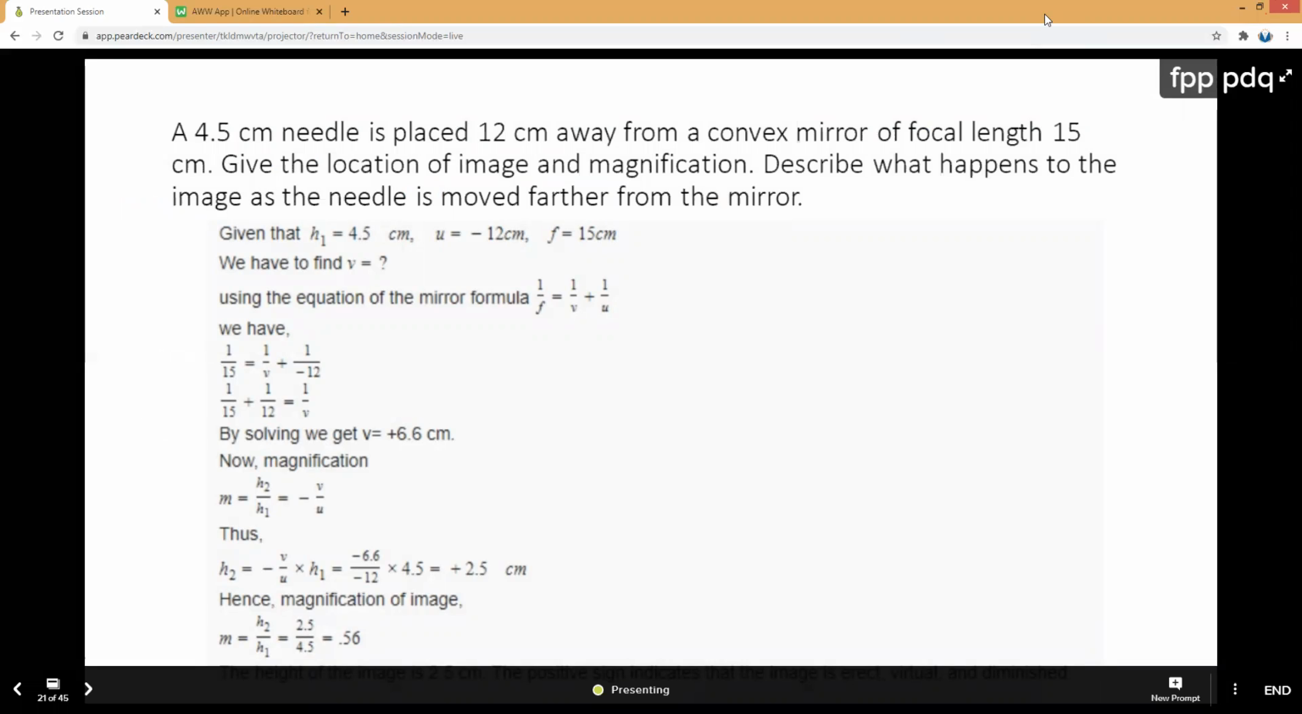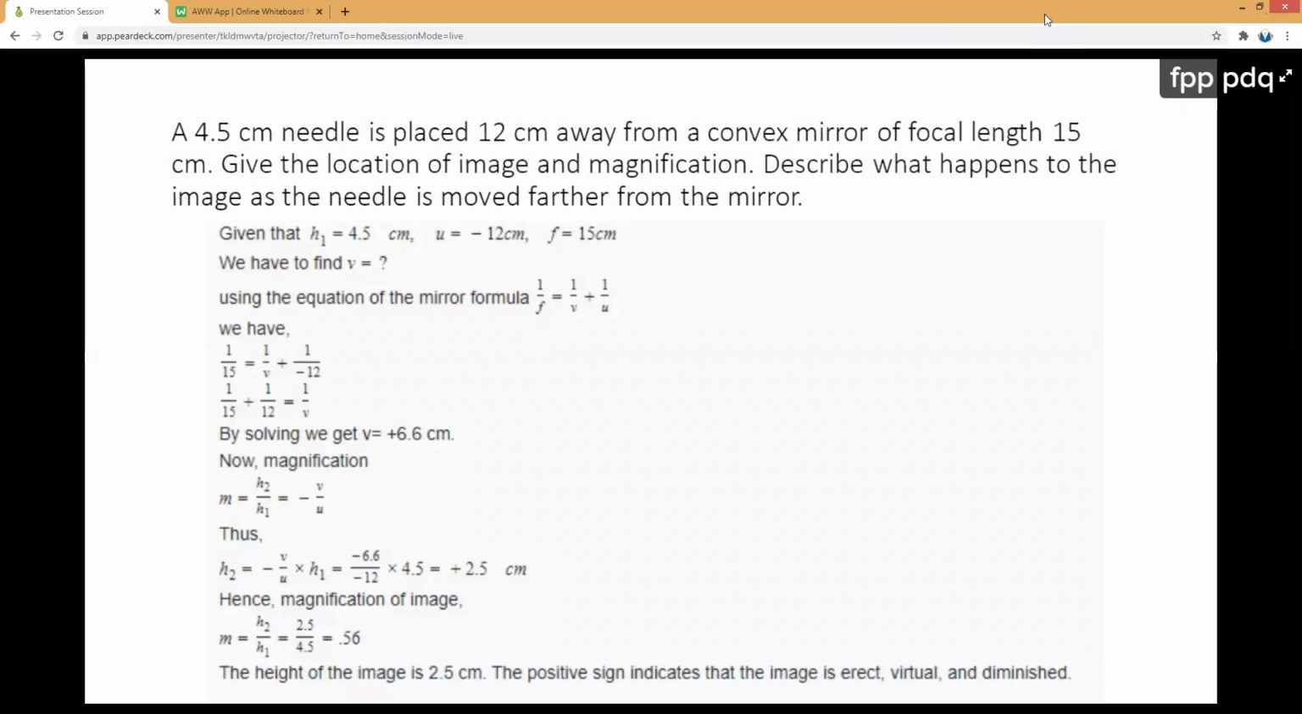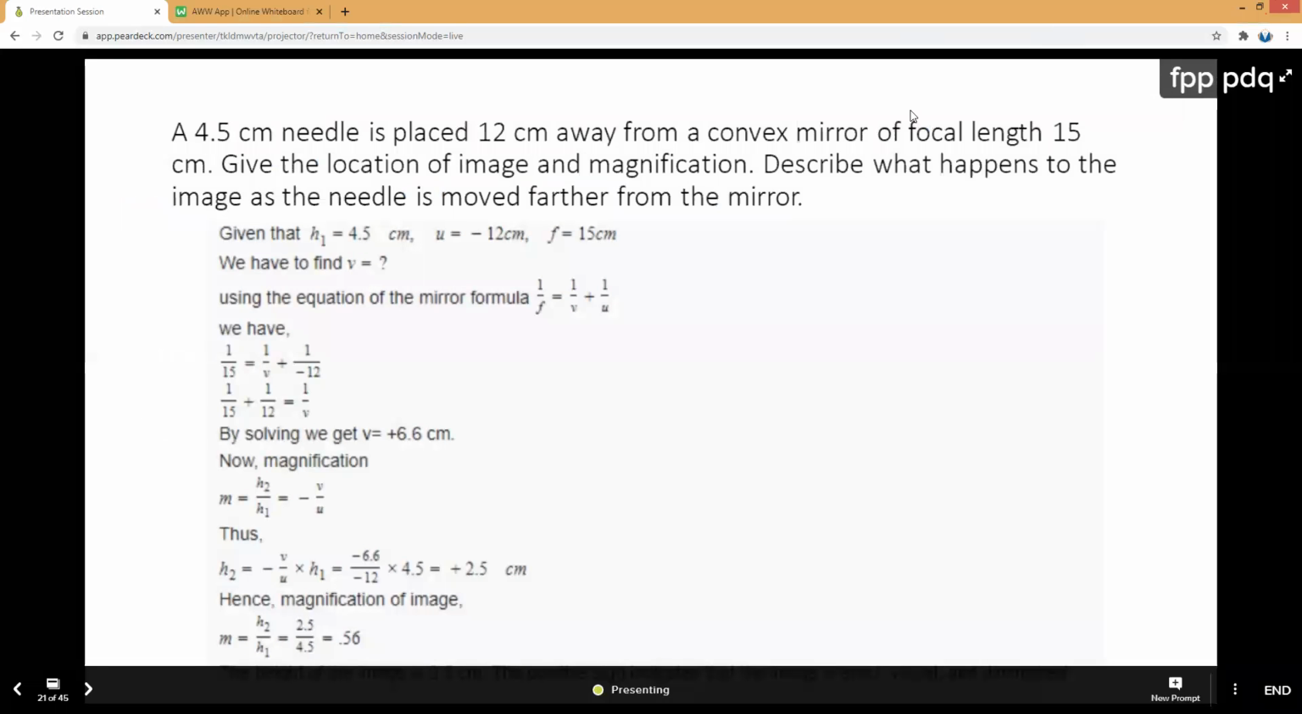No, okay. A 4.5 centimeter needle is placed 12 centimeter away from a convex mirror, focal length 15. Okay, let me just draw this over here.